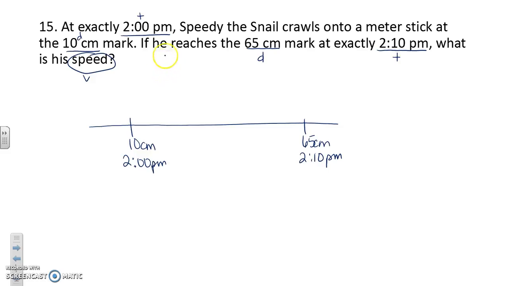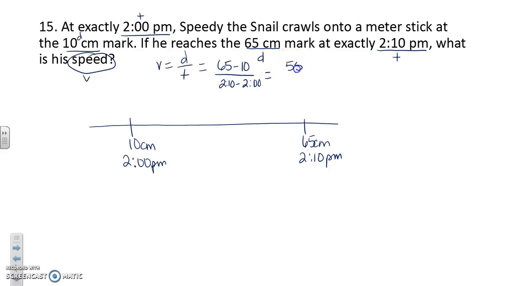So what equation am I going to use? Well, I'm going to use V is equal to D over T. The problem is they give us 2 times and 2 distances. So this would be kind of like the change in distance over the change in time. So we would do our final distance minus our initial, 65 minus 10, over 2:10 minus 2:00.